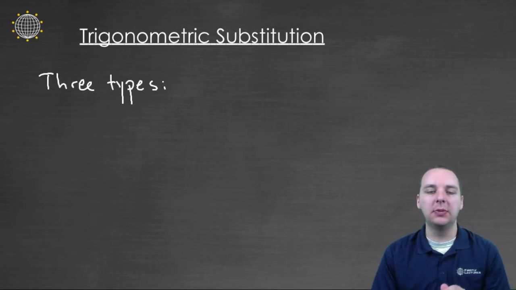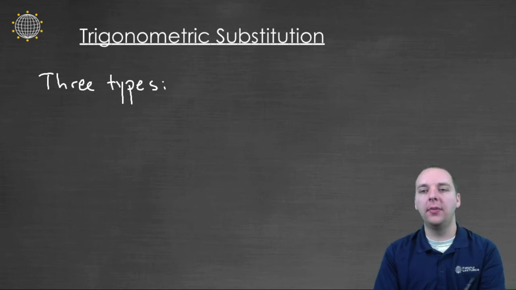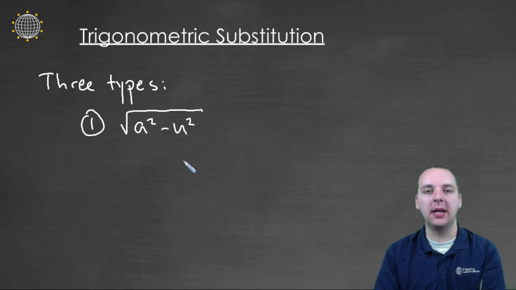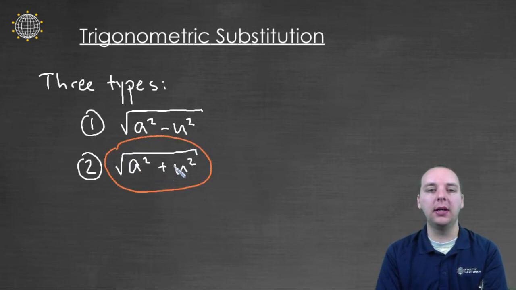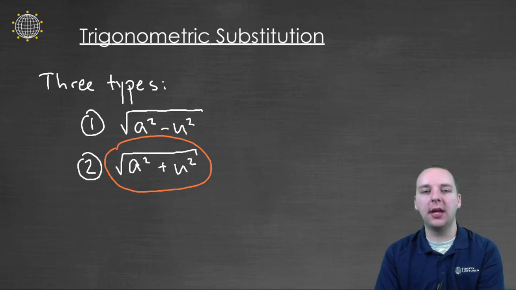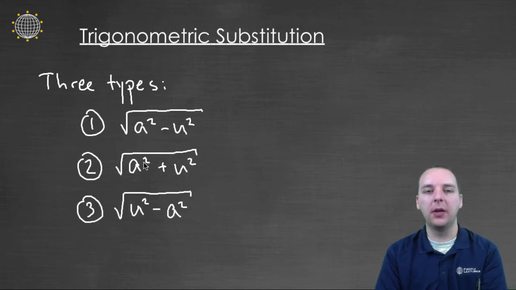The thing about trig substitution, however, is that there are three different types of substitutions that you do depending on what type of radical you have in your integral. The first type has already been covered. If your integral has a square root of a squared minus u squared somewhere in it, then there's a particular type of substitution that you do for this type of radical. But in this video, we're going to move on to the second type. This is the one we're going to look at, the square root of a squared plus u squared. There's a third type as well, and we'll cover that in the next video, but these last two will be significantly shorter than the first video.